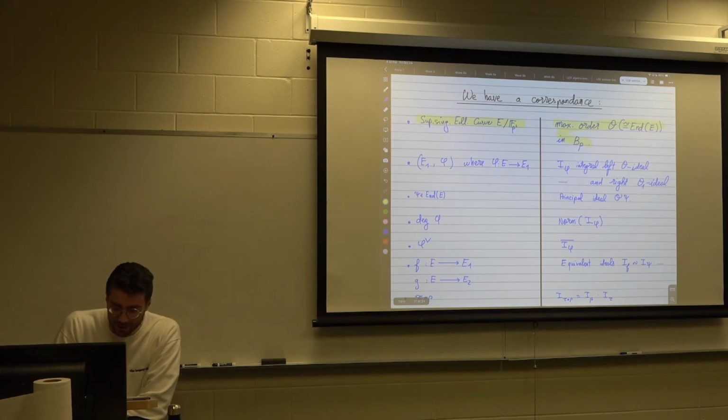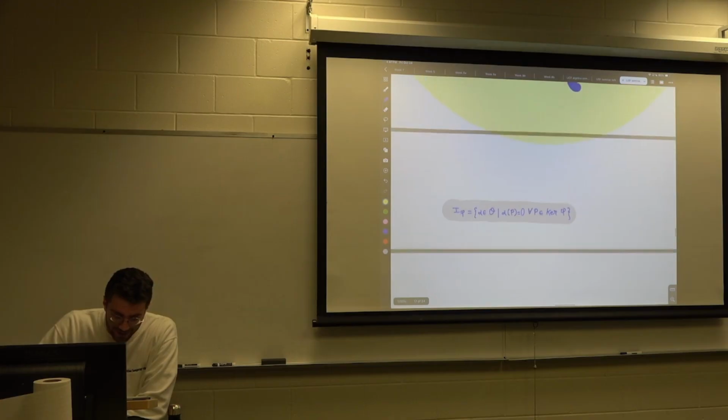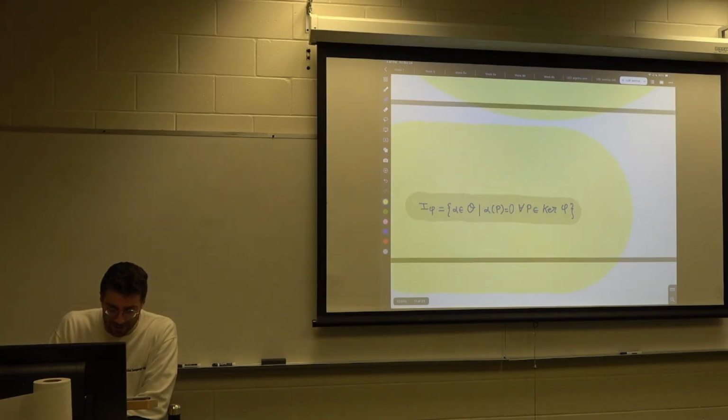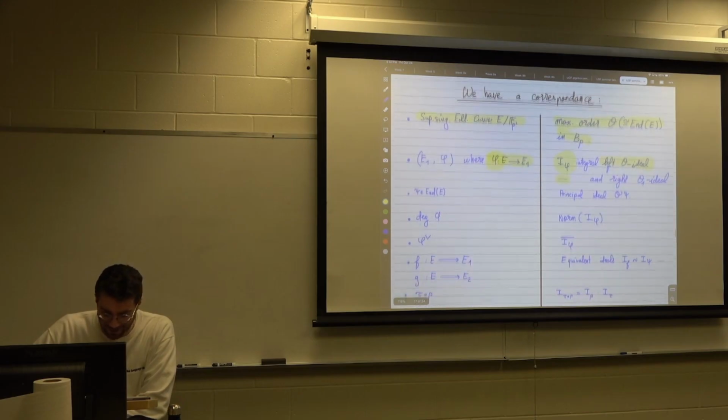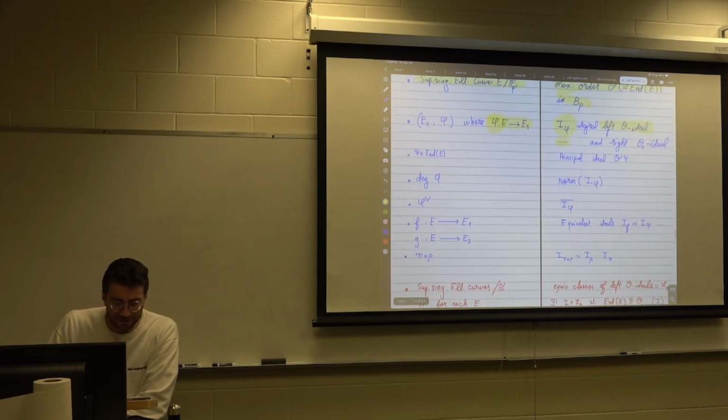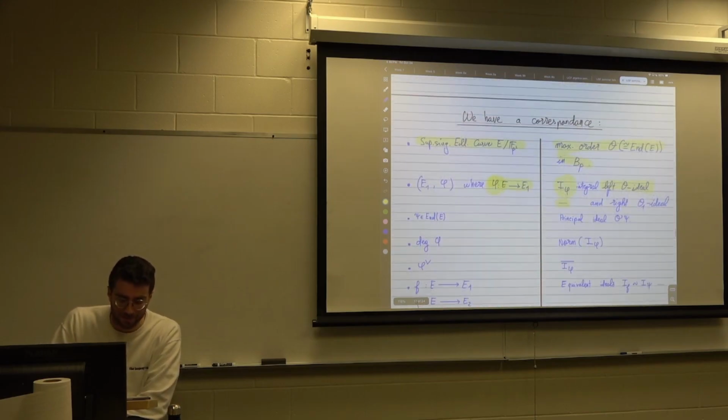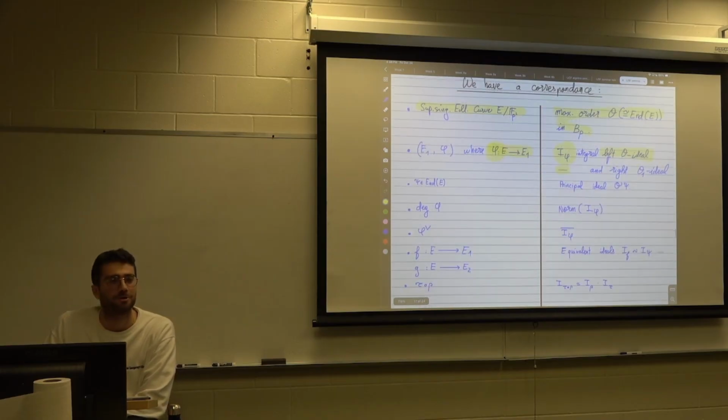So here, elliptic curves correspond to orders. Isogenies correspond to left O-ideals. Here, this is the ideal corresponding to the isogeny phi. I wrote down the definition. There's an actual concrete way of saying what it is, and I won't spend more time on this so I can cover everything. So there's a correspondence that gives you a way to go between the world of elliptic curves to the world of quaternion algebras.